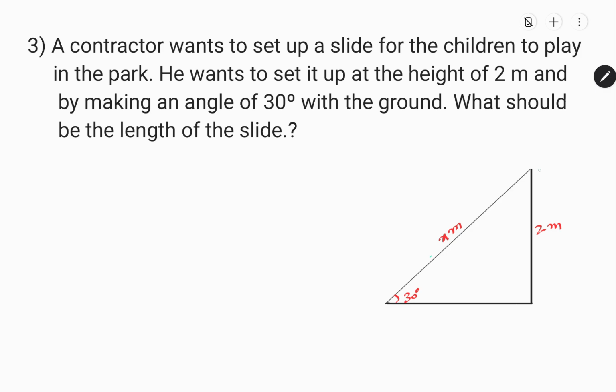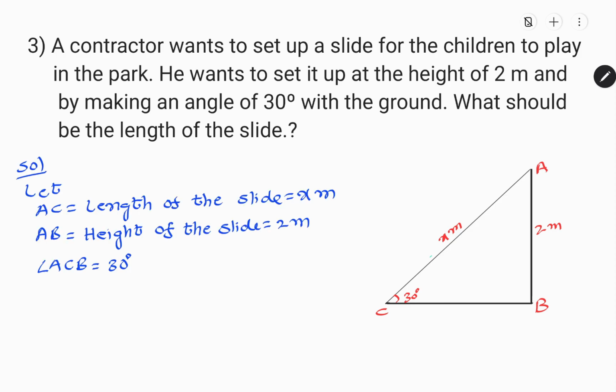Here the vertices are A, B, C. Now write the given data. Let AC, the length of the slide, be x meters. Here AB is equal to 2 meters and angle ACB is equal to 30 degrees. For this angle we have the opposite side and we need to find the hypotenuse. To find the hypotenuse we use the sine ratio. Sin theta is equal to opposite side by hypotenuse, which is AB by AC.